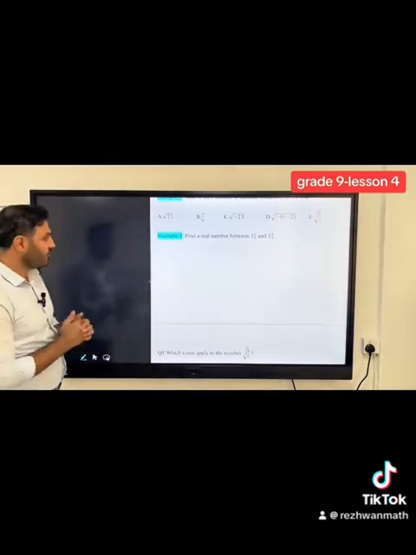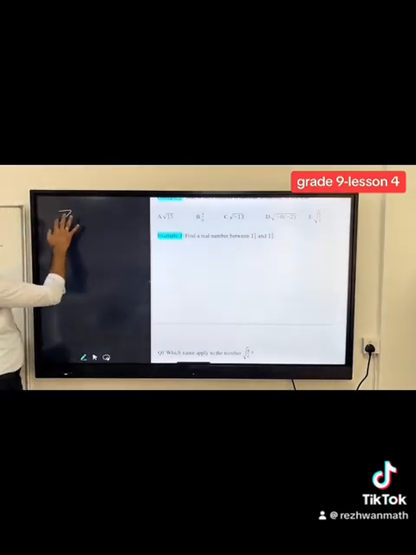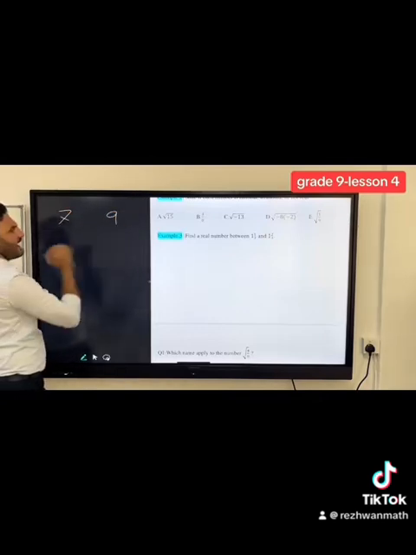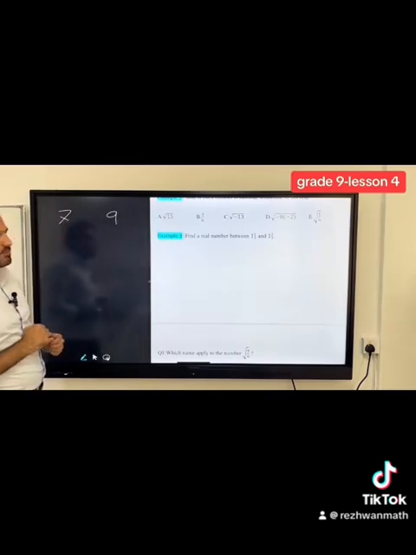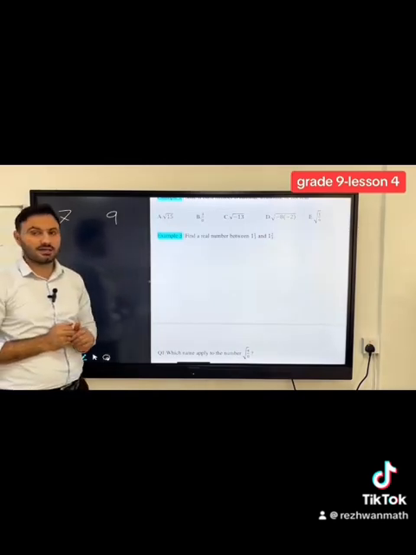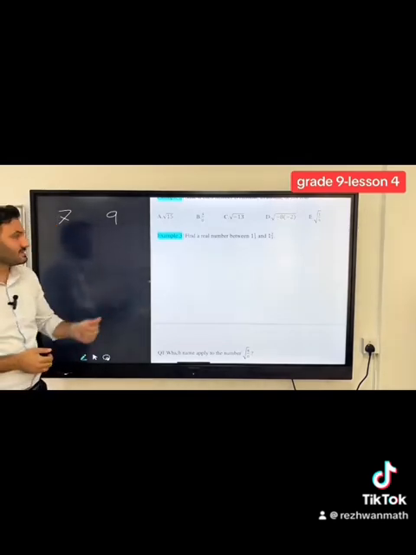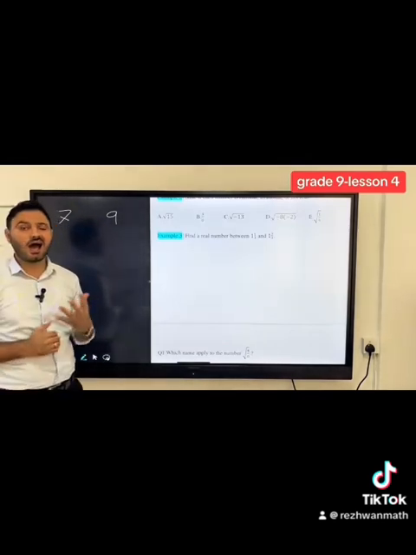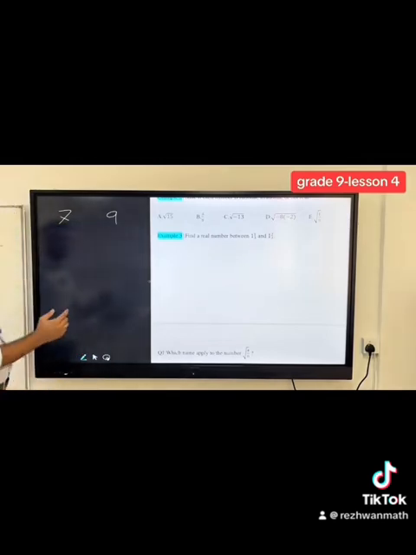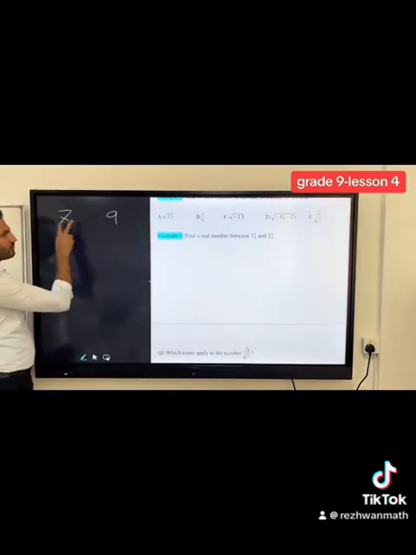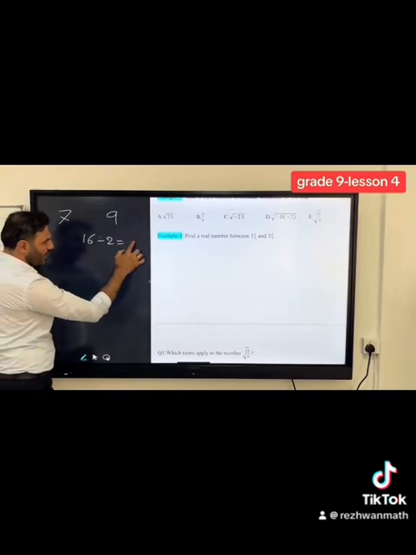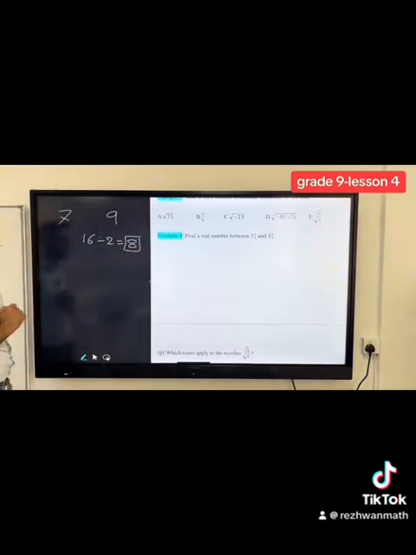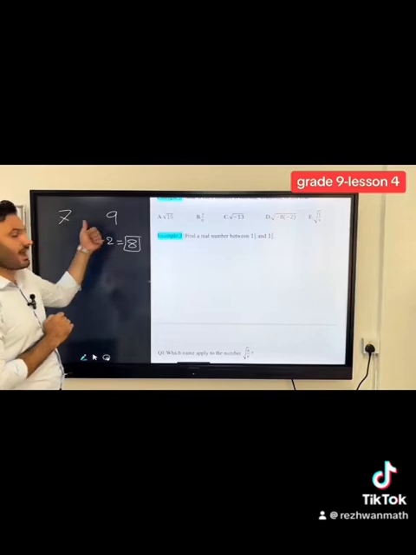For example, if we have two integers like 7 and 9, what's the integer between 7 and 9? It's easy, right? We can say directly 8 is between 7 and 9. How? As we said, we add these numbers together, then divide by 2. 7 plus 9, we get 16. Divided by 2, we get 8. So the integer between 7 and 9 is 8.